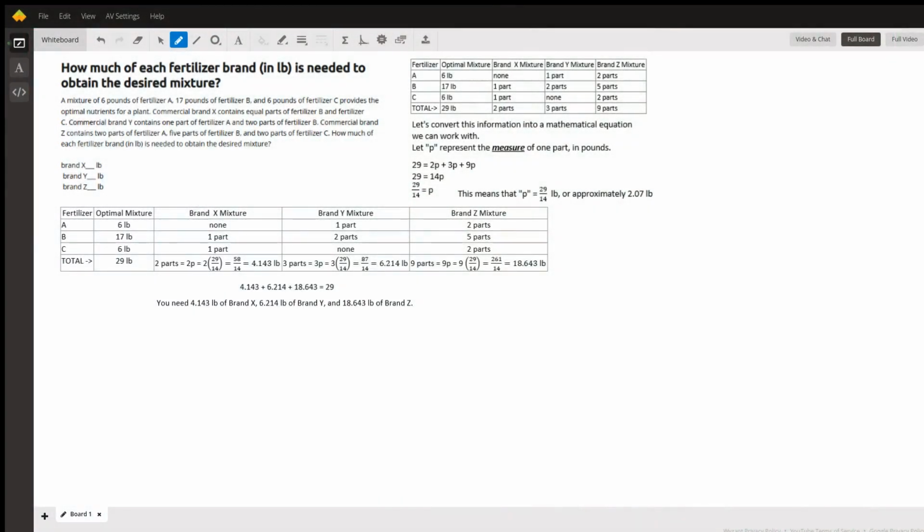Hello, my math friends. Today we've got an interesting word problem. Let's dive right in and I'll help you learn how to approach it and solve it.